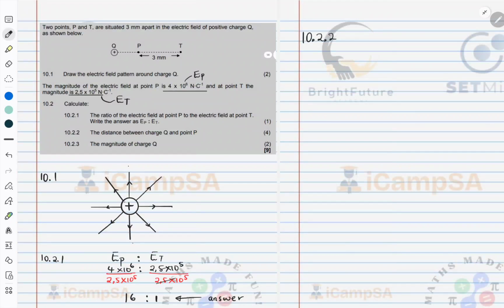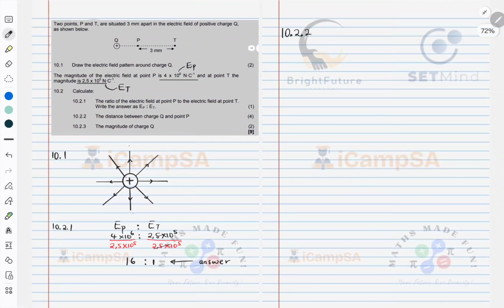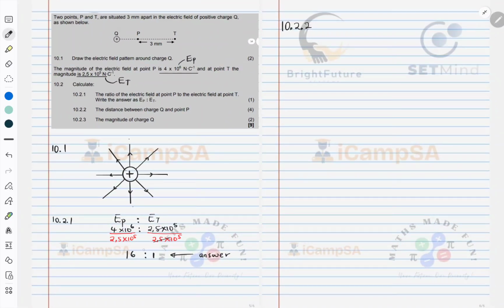Okay, so 10.2.2. Now, what is the distance between charge Q and point P? Interesting. All right, so before we move on to 10.2.2, what this ratio we just calculated means is that EP is 16 times ET. So that's what it means, right? So keep this in mind. That's what the ratio means expressed as an equation.